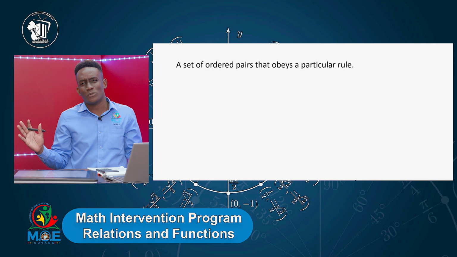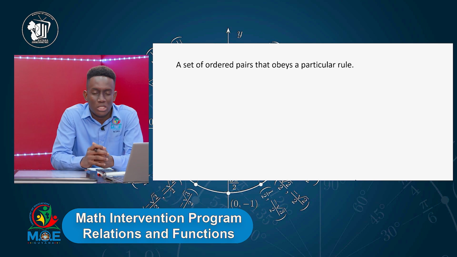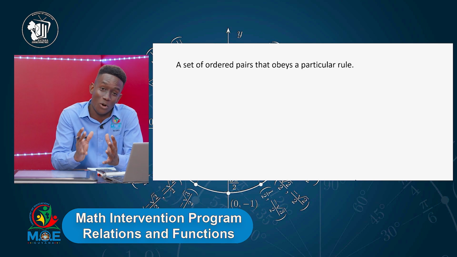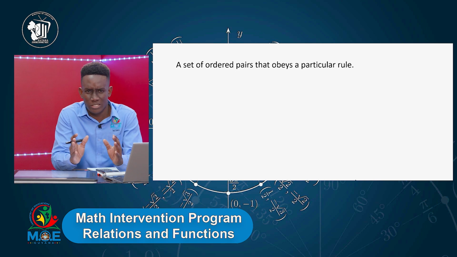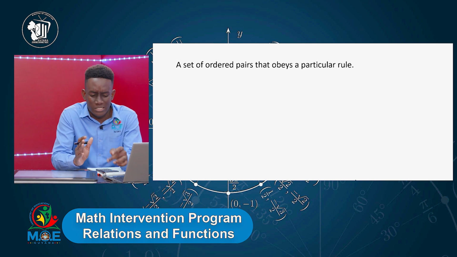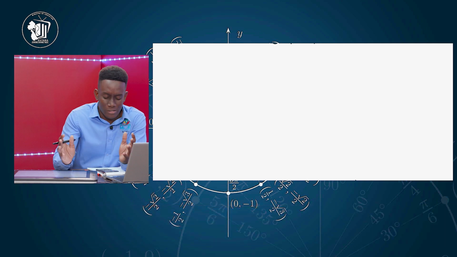First thing first, what is a relation? A relation is a set of ordered pairs, and when we say pair, we're talking about two, a set of ordered pairs that obeys a particular rule. That is what a relation is. To speak more to this, let's look at a diagram.